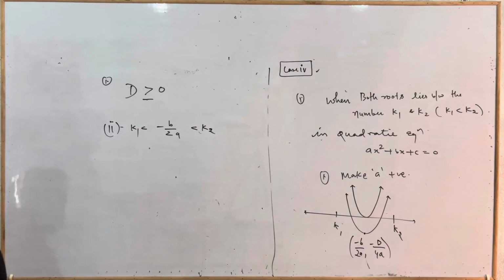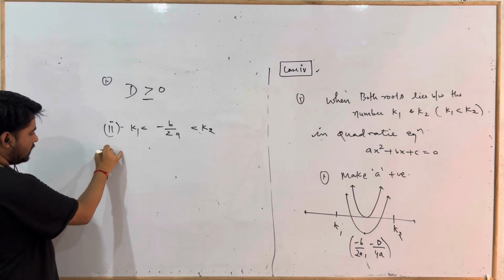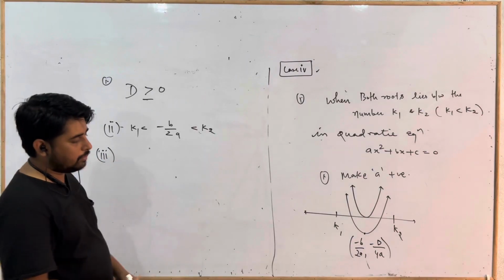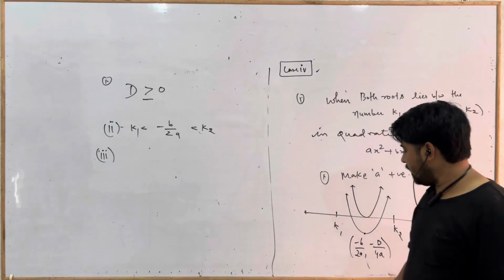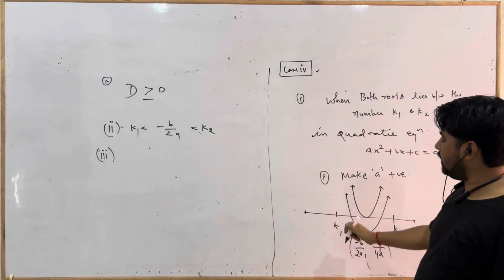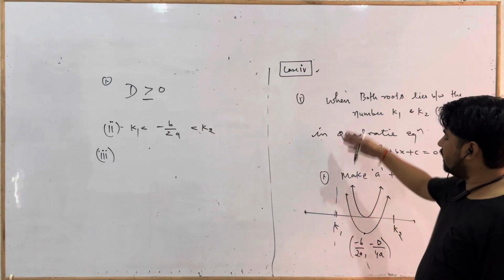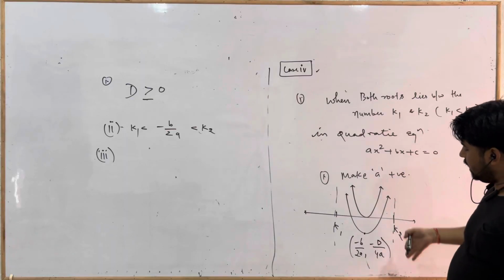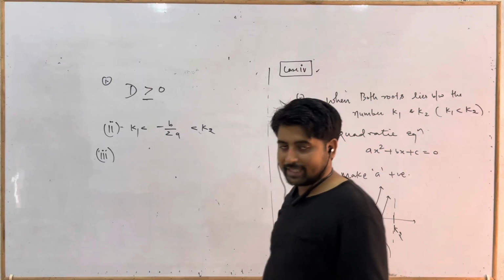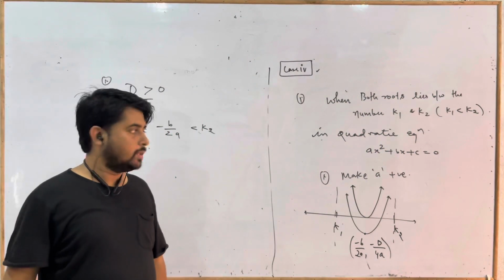Third thing, what is the third thing? The value of f(k1) and f(k2). Look at it. If I draw a vertical line here, it will cut the graph above the x-axis. If I draw a vertical line here, it will cut the graph above the x-axis, right? So what about f(k1)?